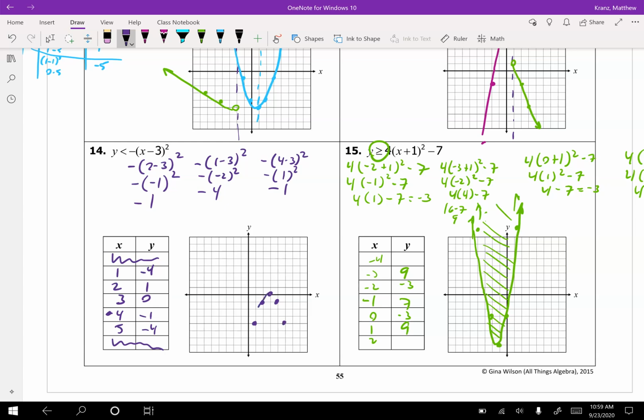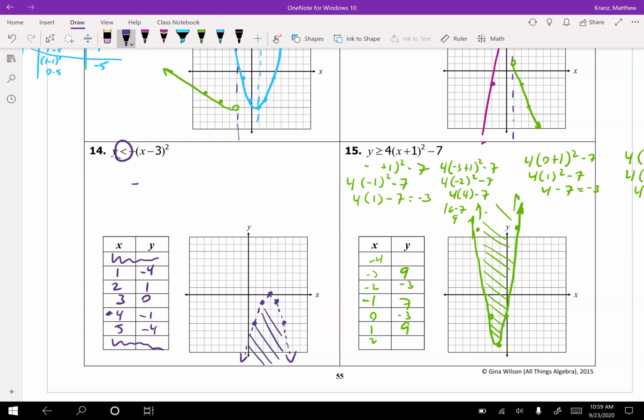So your parabola has to be dashed because it doesn't have that equal sign. And now where to shade it, right? See how this is less than, but this parabola is facing down, so it has to be under the parabola. So that's where we're less than. So it's under the parabola, which would be that area. If you think of greater than, that would be bigger than the area.